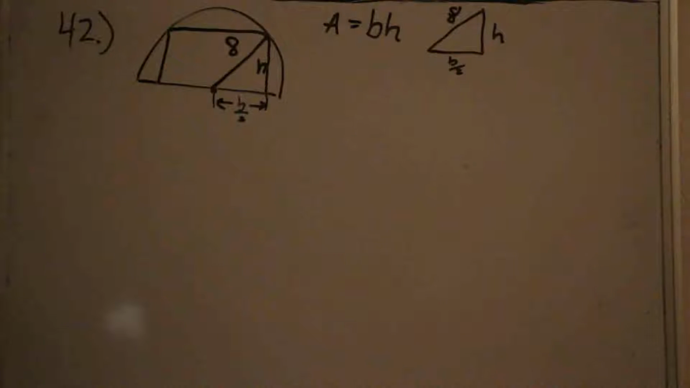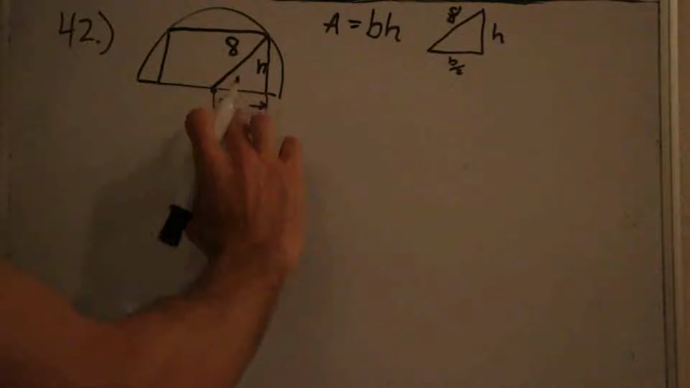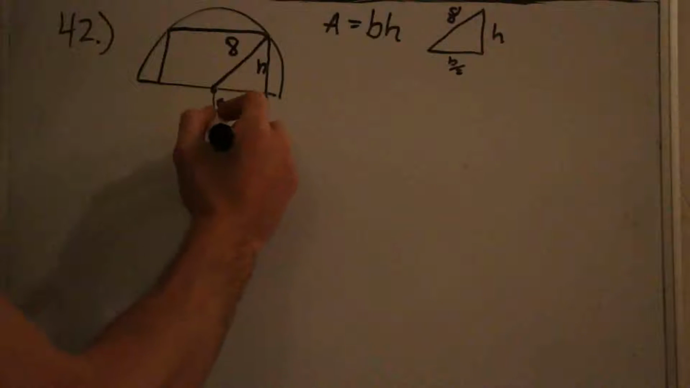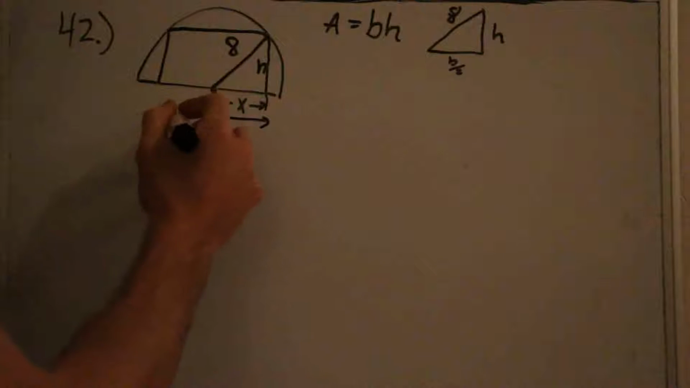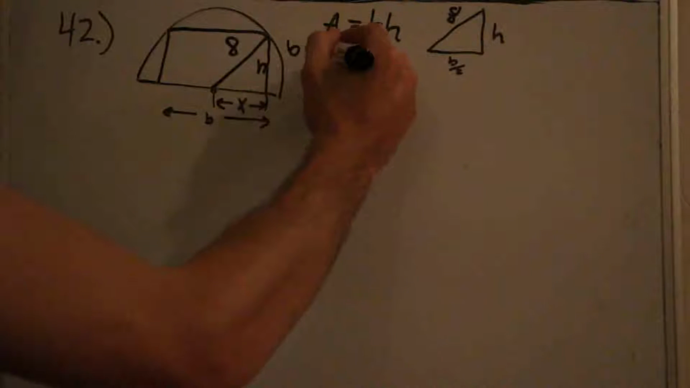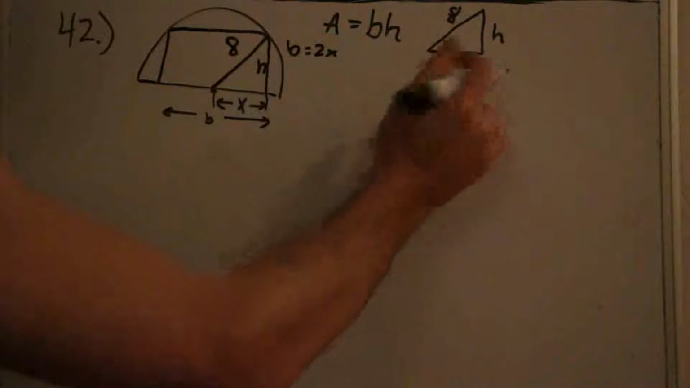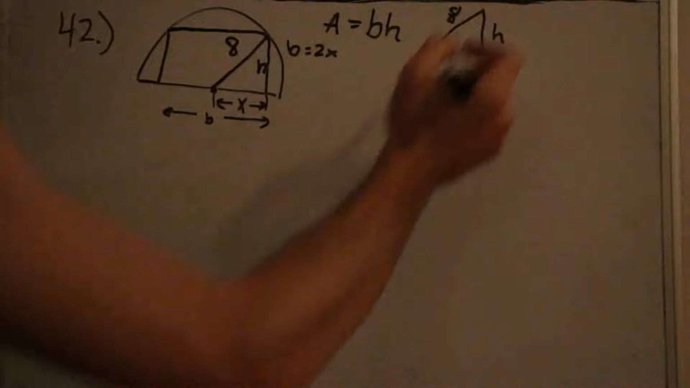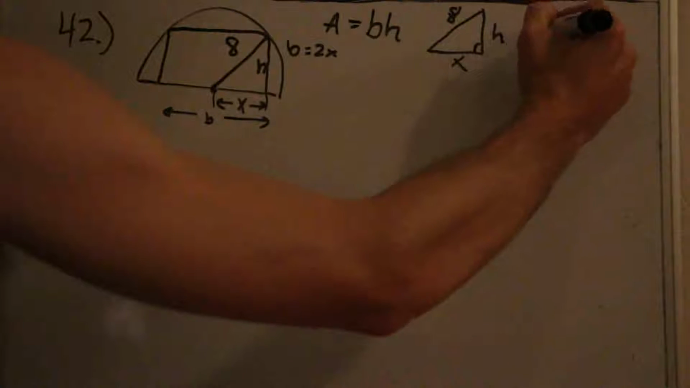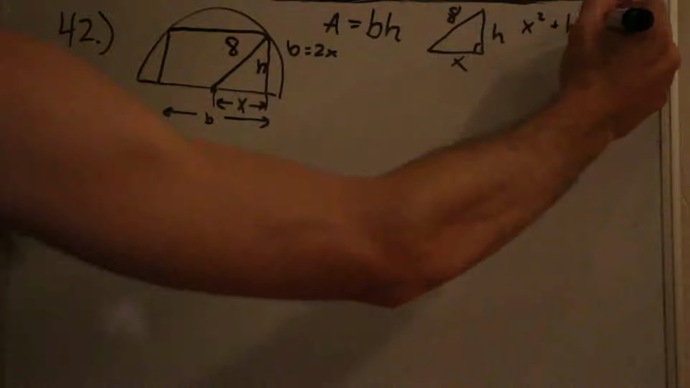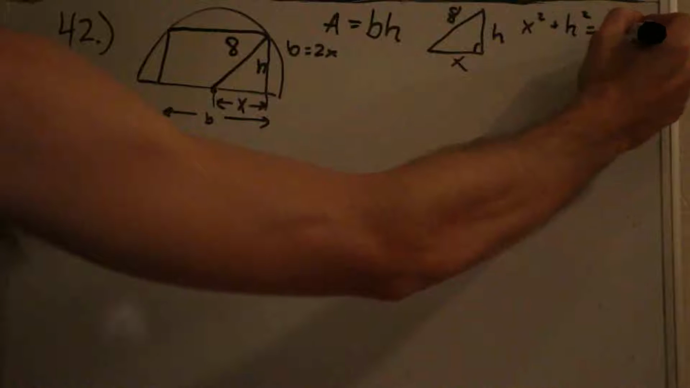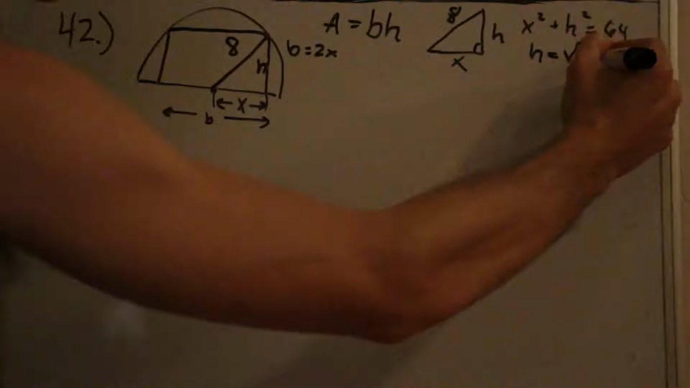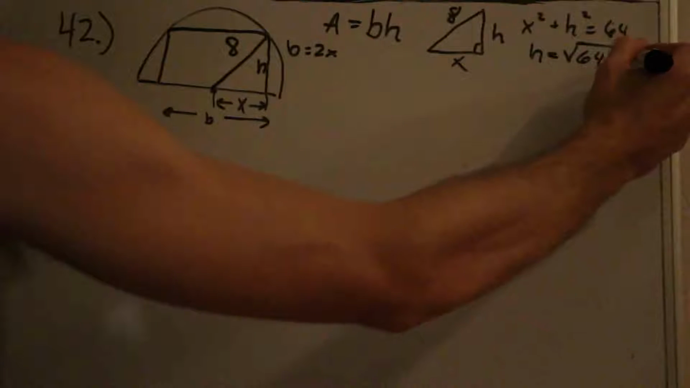Now for the time being, I'm actually going to make this x, because it's just going to make my life easier. If this is x, then this whole thing here is b. So in other words, b equals 2x. And that's h. So by Pythagorean theorem, this is a right triangle, so x squared plus h squared equals 8 squared, or 64. Therefore, solving for h, h equals the square root of 64 minus x squared.